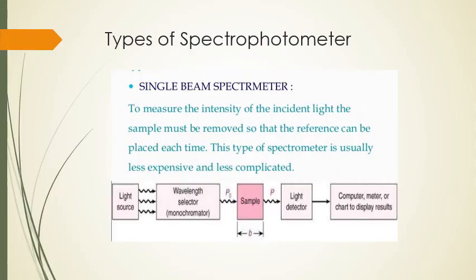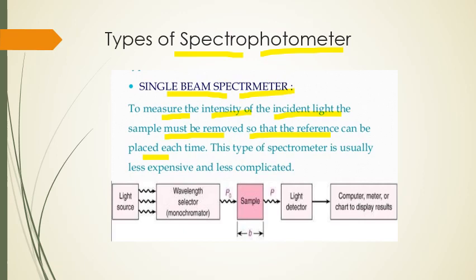So now let's see the different types of spectrophotometer used in the study of spectroscopy. We can classify the instrument into two types. One is the single beam spectrophotometer, and the other is the double beam spectrophotometer. The single beam spectrometer is used to measure the intensity of the incident light, and the sample must be removed so that the reference can be placed each time.